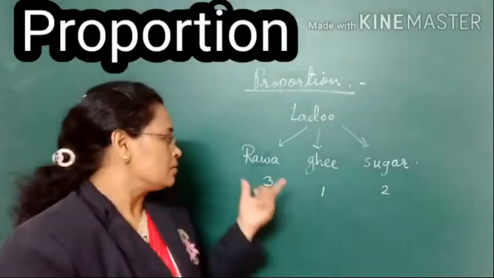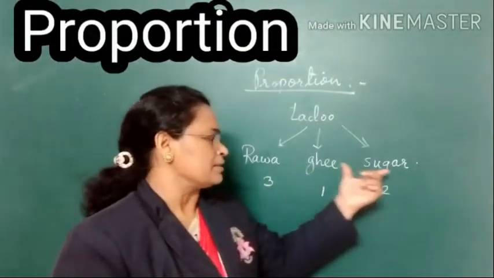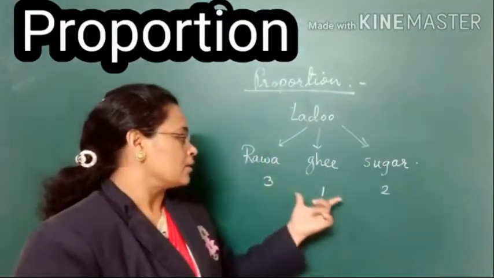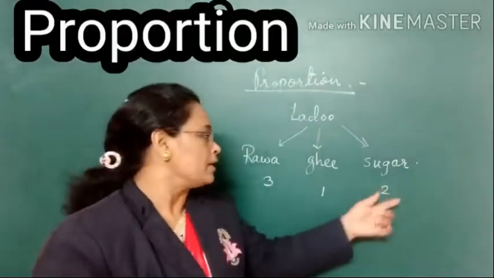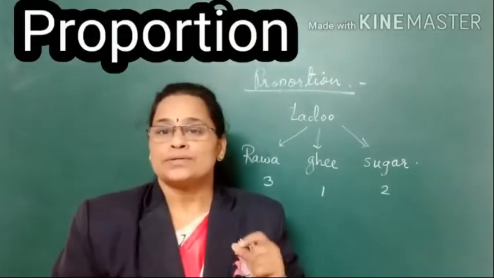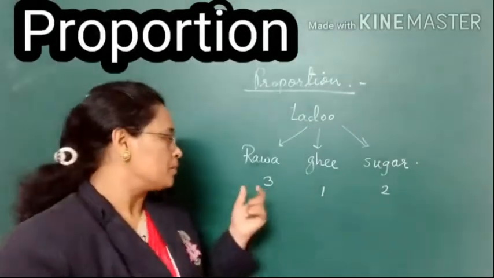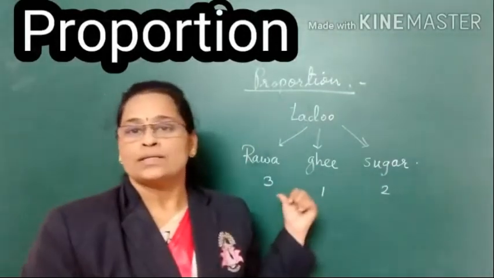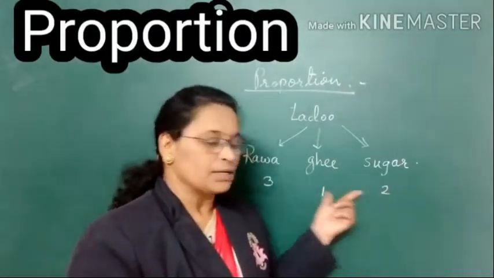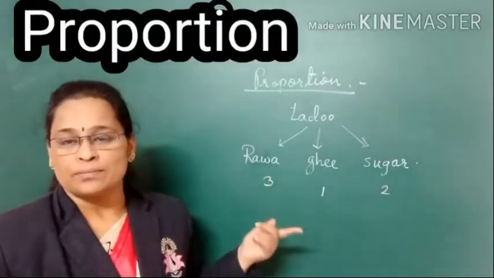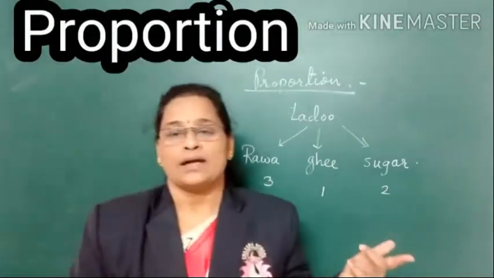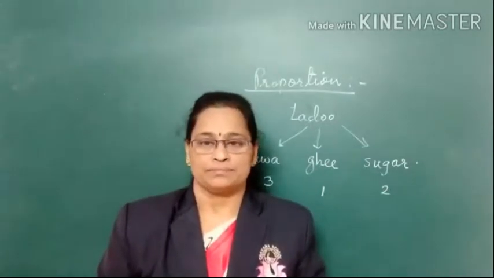Means what? The 3 ingredients are here. These 3 ingredients in the particular quantity we should take to make one particular food item, that is laddu. So this is called proportion. This proportion should be there. All the 3 ingredients should be in that particular quantity. If it is not there in particular quantity, then there will not be proper preparation. So here I think you have got the idea about the proportion.